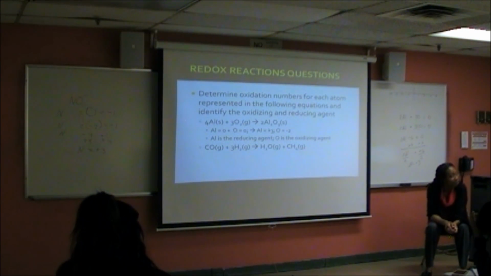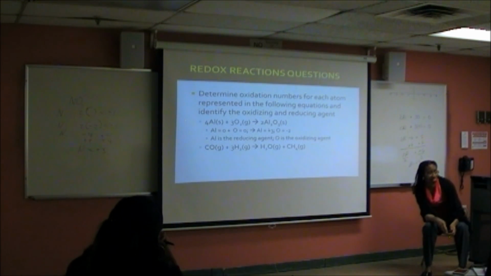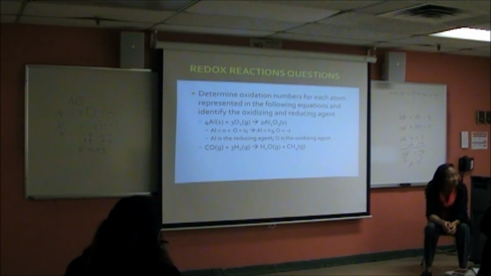I think I found it, Professor. What did you find? Carbon on the reactant side is +2, and oxygen is -2, and hydrogen gas is 0. It produces H2O, where H has an oxidation number of +1 and O has an oxidation number of -2, plus the methane, where carbon has an oxidation number of -4. And the hydrogen has an oxidation number of +1. Right.